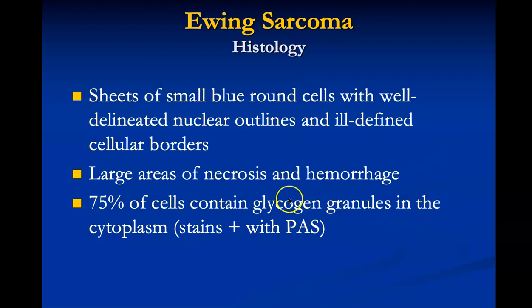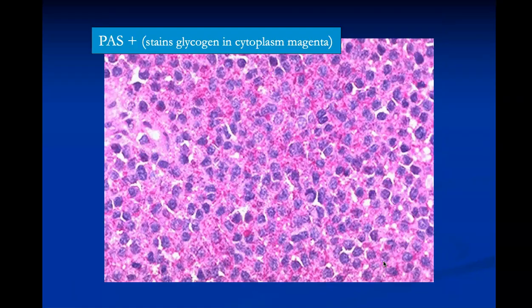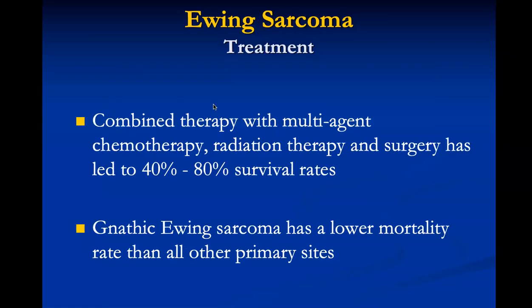75% of the cells will actually contain glycogen, and this test is done sometimes in addition to the immunohistochemistry tests. So as you can see here, it's very uniform. You have just these sheets of small round blue cells, and this is what pretty much all the small round blue cell tumors look like. Sometimes there's a little bit of variation within them, but usually we have to diagnose these using immunohistochemical tests. And this is just showing you PAS, which is a periodic acid Schiff stain, which is highlighting the glycogen within the cell. So these very magenta pink areas are glycogen within the cytoplasm of the cells themselves.